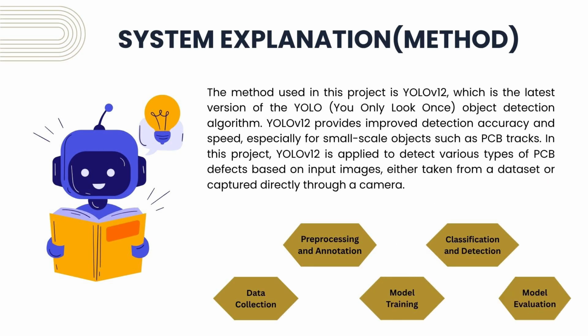And then this is the system explanation of our project. In this project, we use YOLOV 12, the latest version of the YOLO, You Only Look Once, algorithm. It offers better accuracy and speed, especially for detecting small PCB tracks. YOLOV 12 is used to detect different types of PCB defects based on images from the dataset or captured directly by a camera. The main steps are data collection, pre-processing and annotation, model training, classification and detection, and finally, model evaluation. This process helps the system detect PCB defects automatically and efficiently.